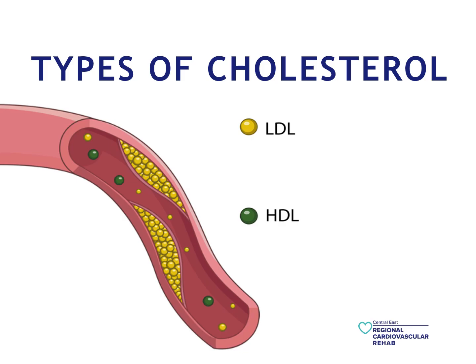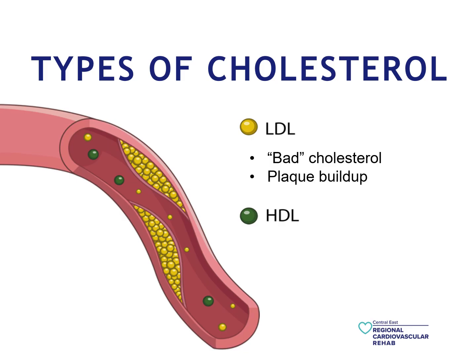So we have two different types of cholesterol. Seen here, we have LDL in yellow and HDL in green. Can you guess which one is your bad and which one is your good based on this picture here, looking at the inside of an artery? All right, any guesses? So if you said LDL is the bad cholesterol, you are correct.